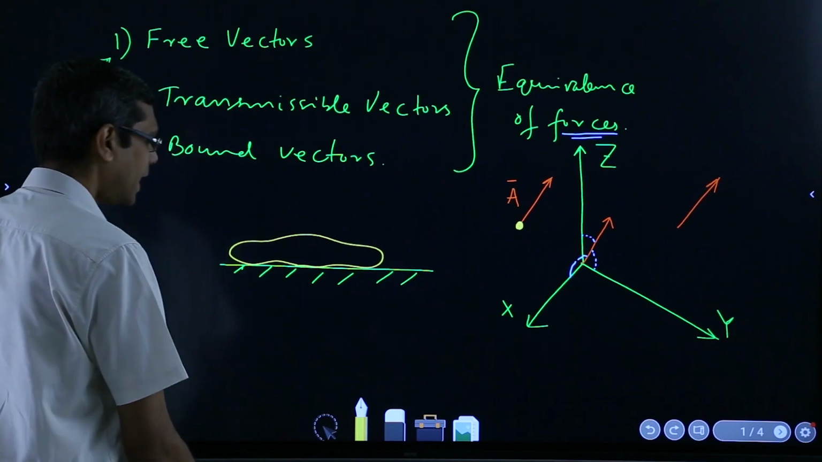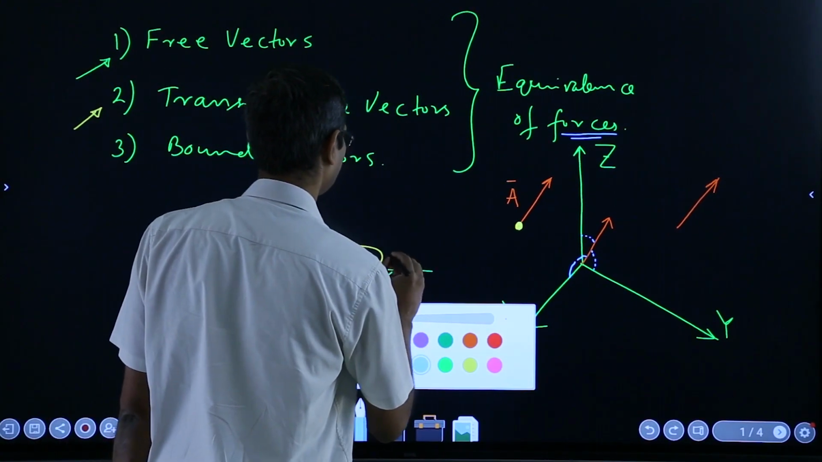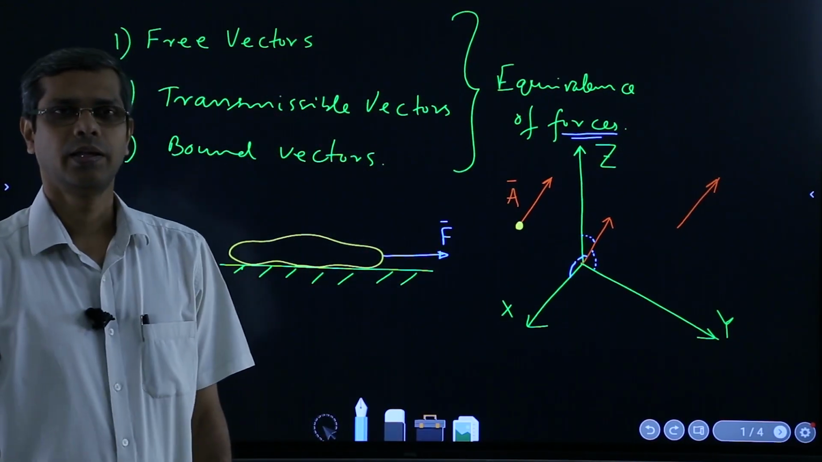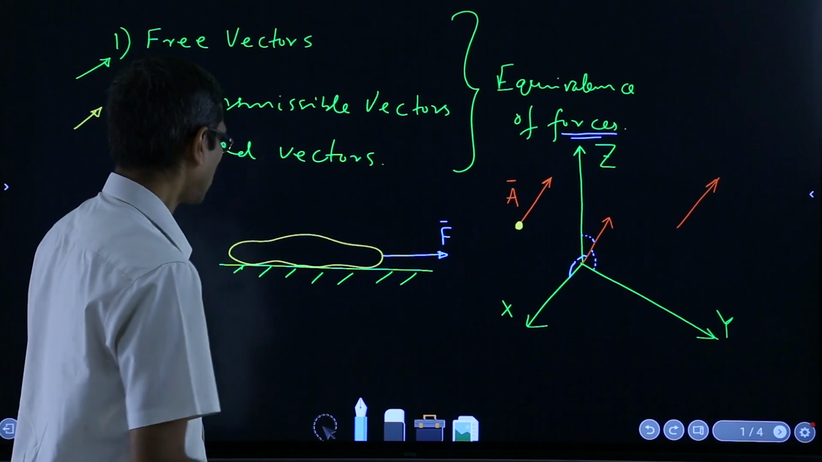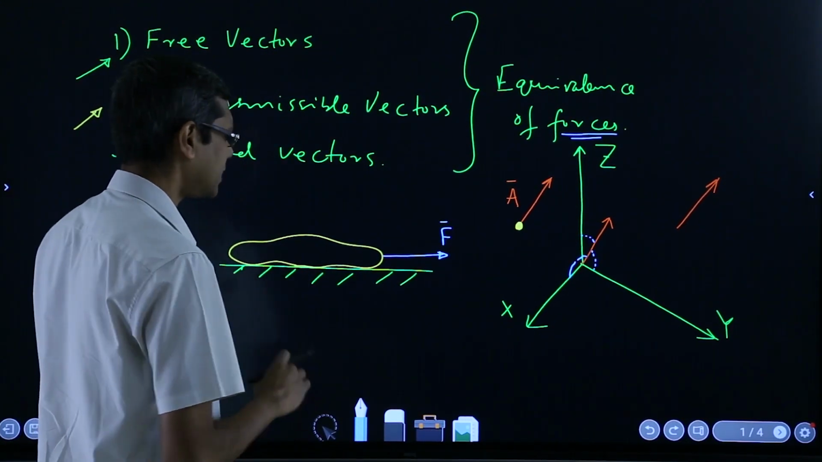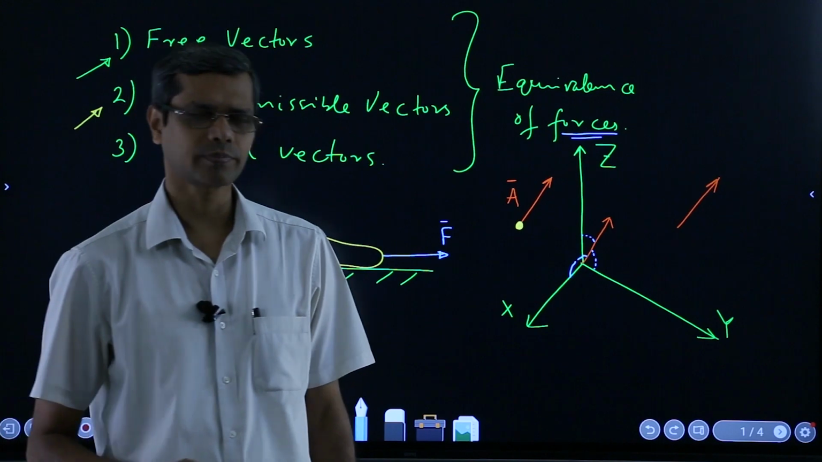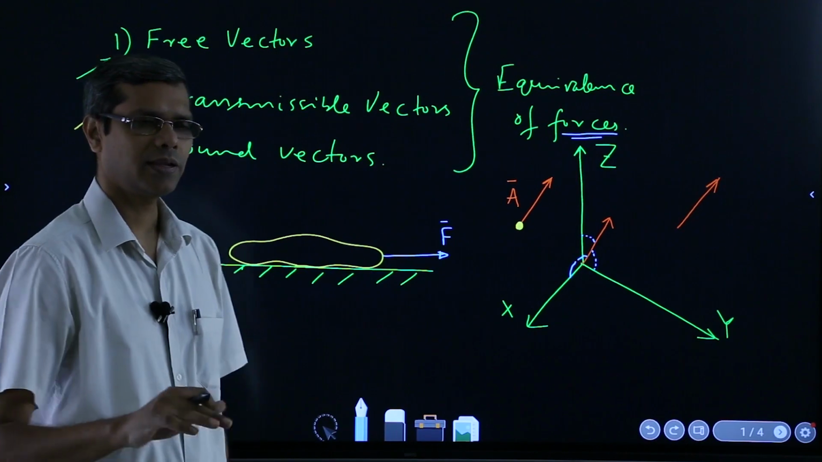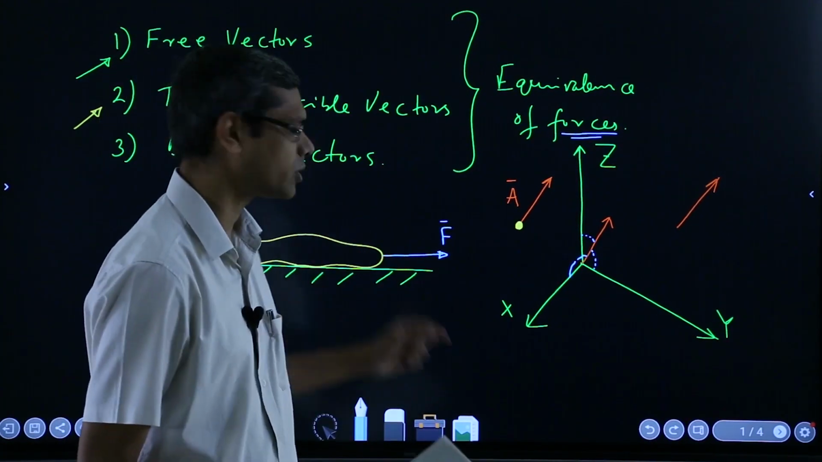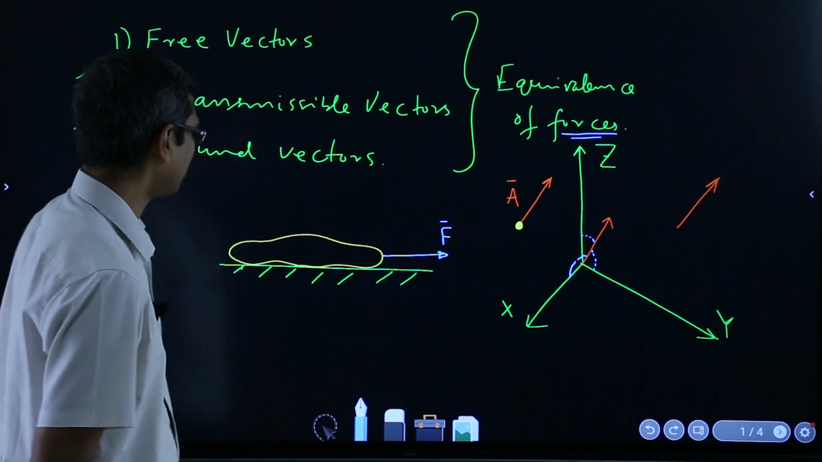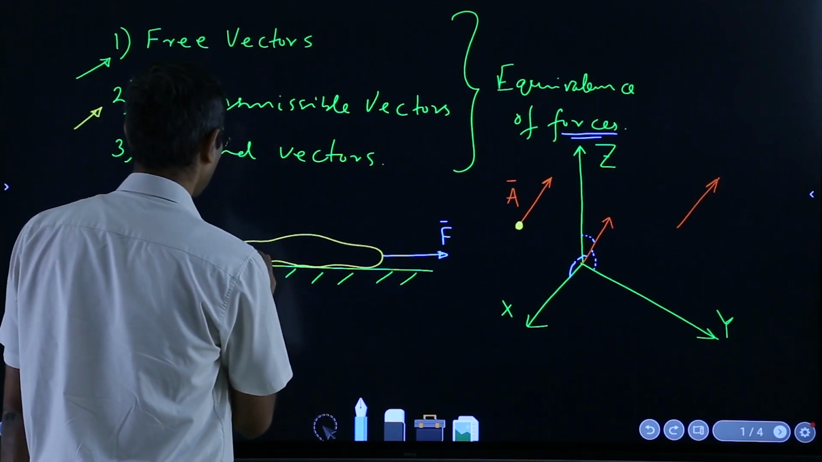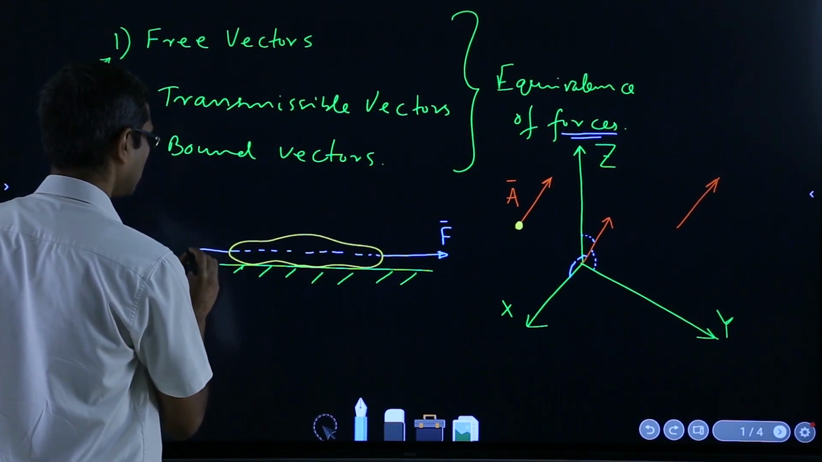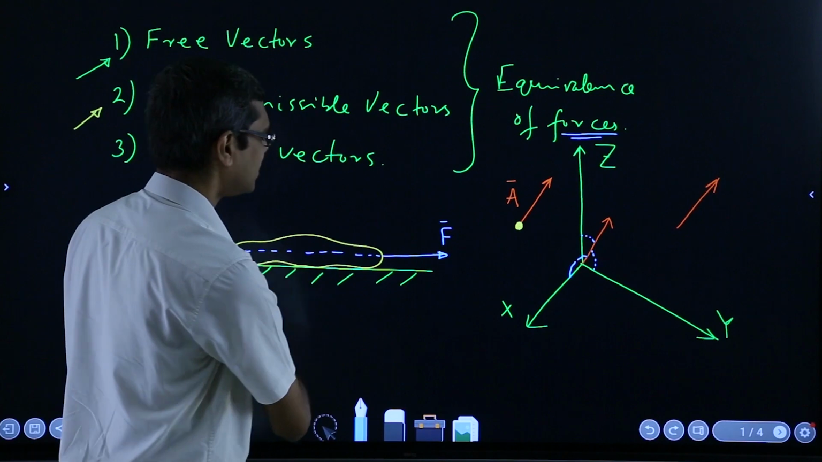Okay, and I am applying a force. Now, if I am applying this force on this body, and for a moment imagine that it's a rigid body, and the effect I am considering is the acceleration that this force is causing on the body, then will it matter if I apply this force anywhere along this line of action?